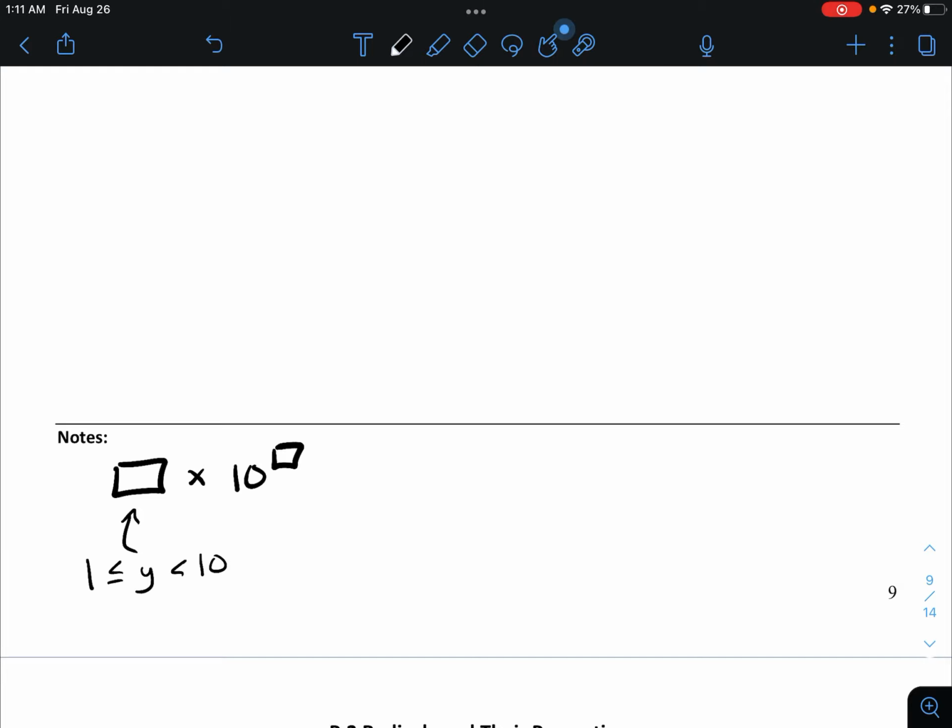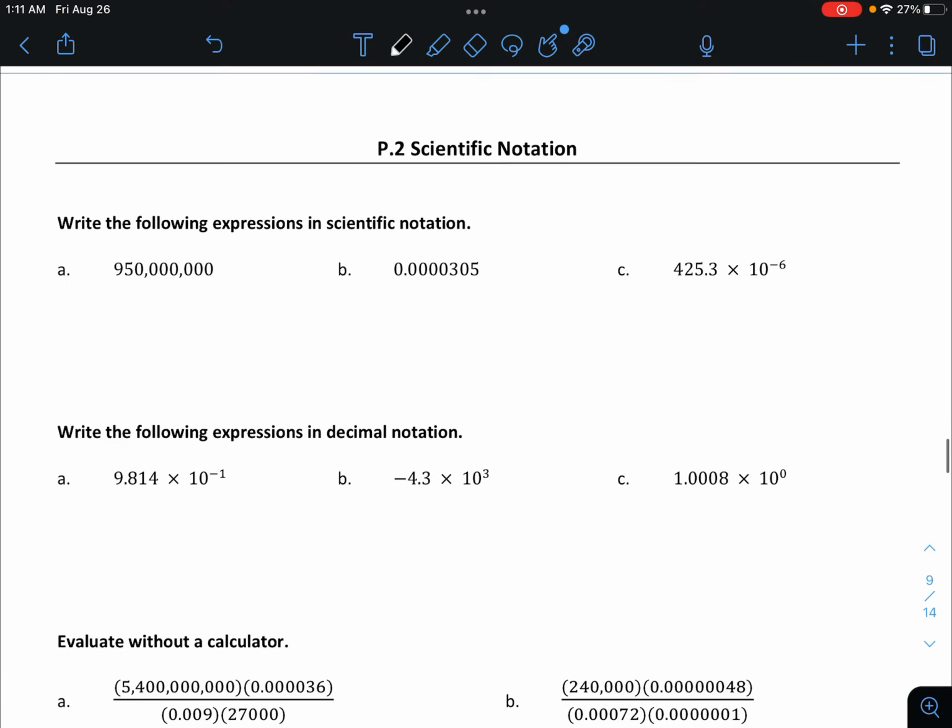But the base there, we want that to be greater than or equal to 1 and less than 10. And then this value here can be any integer. All right, so it could be 0, could be positive 1, 2, 3, 4, 5, 6, 7, negative 1, negative 2, negative 3. You just can't have any fractions in here or decimals, all right? It has to be an integer, all right? And those are kind of our 2 rules.